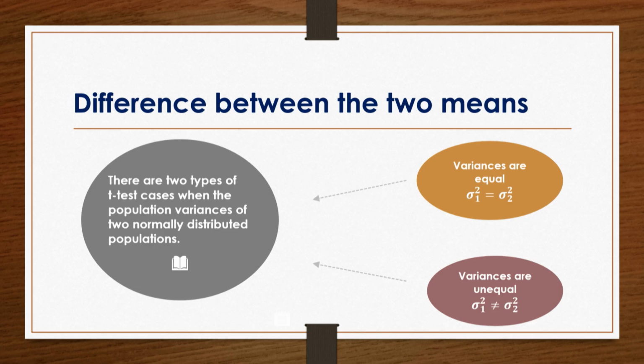Students, in this video, we are going to learn testing the significance of the difference between two means with equal and unequal population variances. There are two types of t-test cases when the population variances of two normally distributed populations are equal, that is sigma 1 square is equal to sigma 2 square, or unequal, that is sigma 1 square is not equal to sigma 2 square.